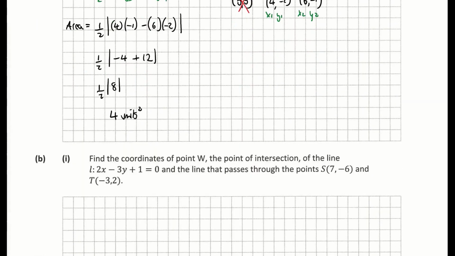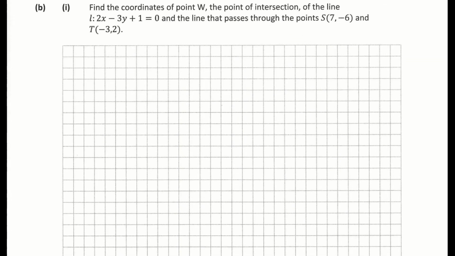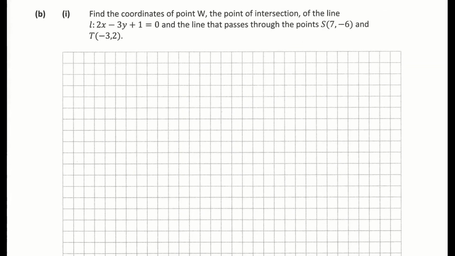Scrolling down now to question 1b, it's asking us to do what? Find the coordinates of W, the point of intersection of the line L and the line that passes through these other 2 points. So it basically looks something like this. You have your line L, and then there's another line that's cutting through it. And this new line is created by 2 points, S and T. So what we have to do is find the equation of this line here. What is the equation of this line? And then we'll use our simultaneous equations to find the point of intersection.